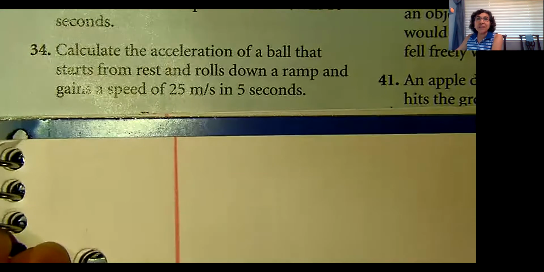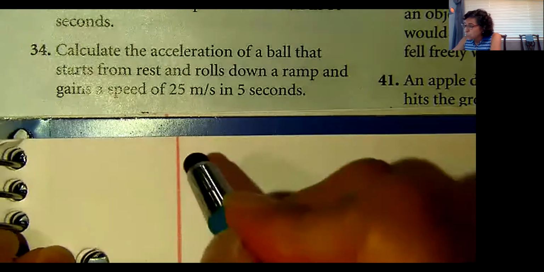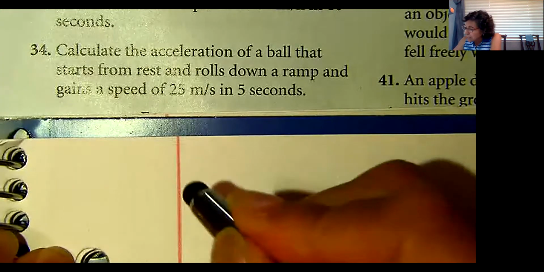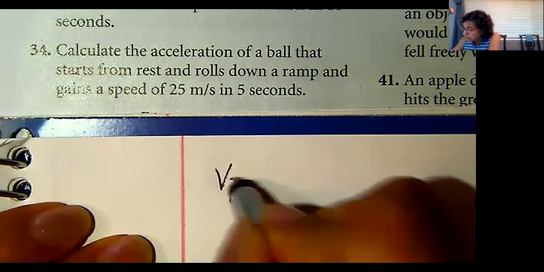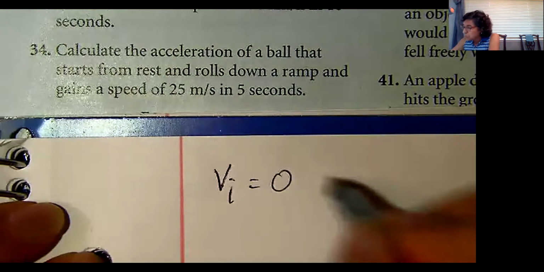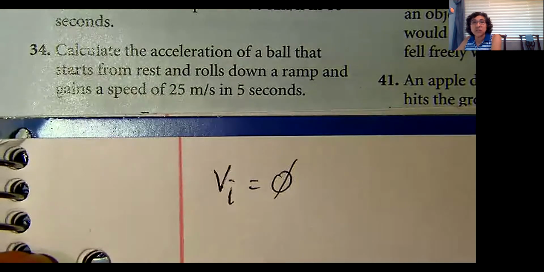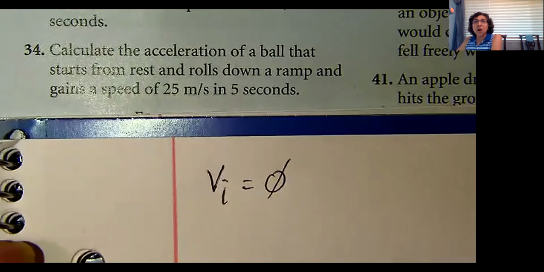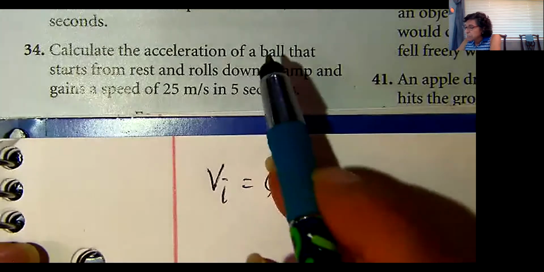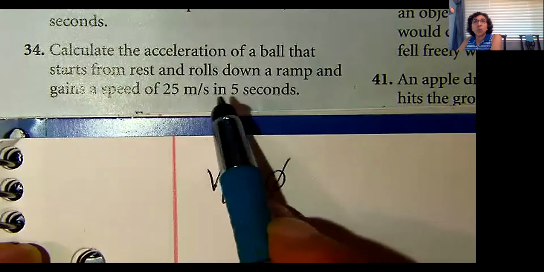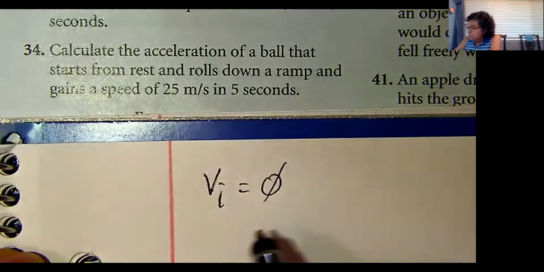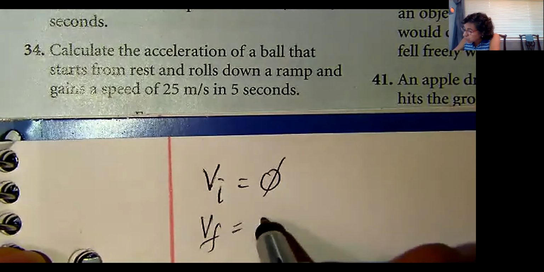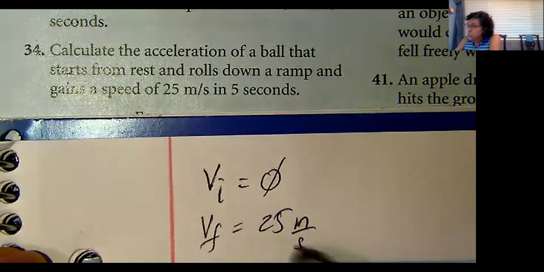It says, calculate the acceleration of a ball that starts from rest. What does it mean it starts from rest? It means that the velocity started at 0. So my initial velocity is 0, and I usually put a line through it just to make a distinction between an O. So it starts at 0, and then it gains a speed of 25 meters per second. So V final is 25 meters per second.